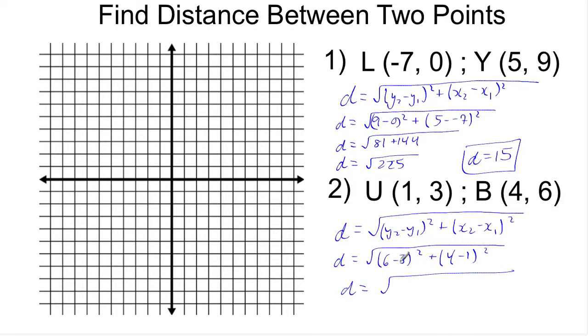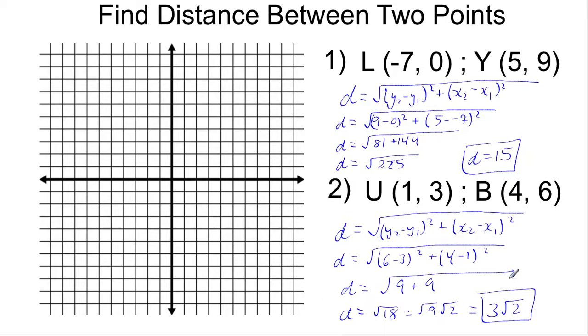So 6 minus 3 is 3. 3 squared is 9, plus 3 squared, another 9. The distance is equal to the square root of 18. Now here we have to reduce this. So we can say that the square root of 18 is actually the square root of 9 times the square root of 2, which we actually saw before. The square root of 9 is 3. So we get as our final answer 3 root 2.